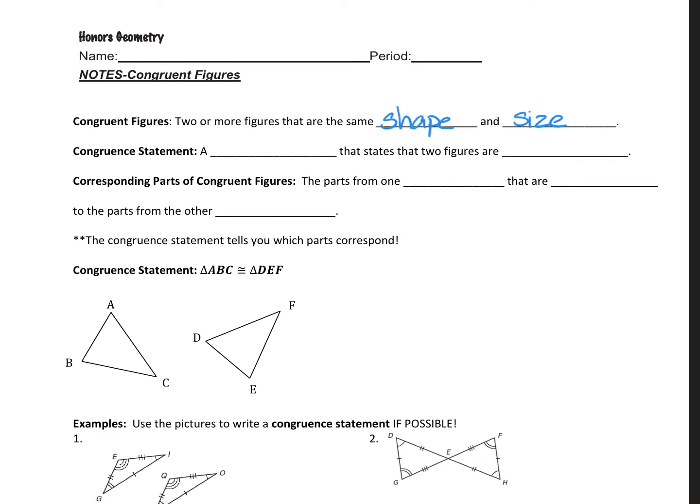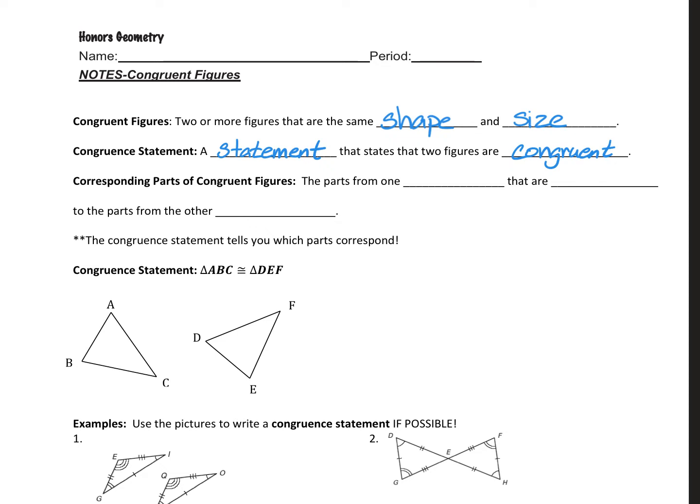Congruent figures are two or more figures that are the same shape and size. As you're going through this, pause whenever you need to write down what I've written down. Okay, so what is a congruent statement? Well, this is just a statement, and you'll see that we're going to use the notation that we've been learning this year. A congruent statement states that two figures are congruent.